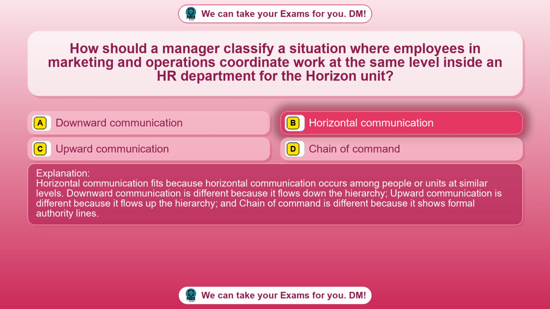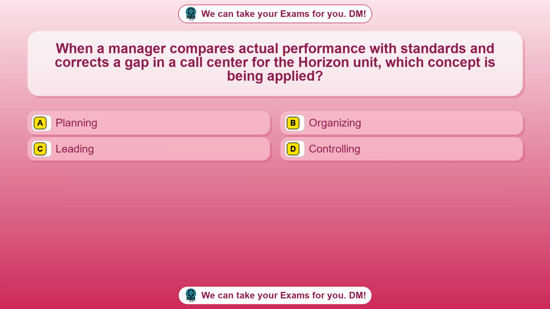Downward communication is different because it flows down the hierarchy, upward communication is different because it flows up the hierarchy, and chain of command is different because it shows formal authority lines. Question 76. When a manager compares actual performance with standards and corrects a gap in a call center for the Horizon unit, which concept is being applied?